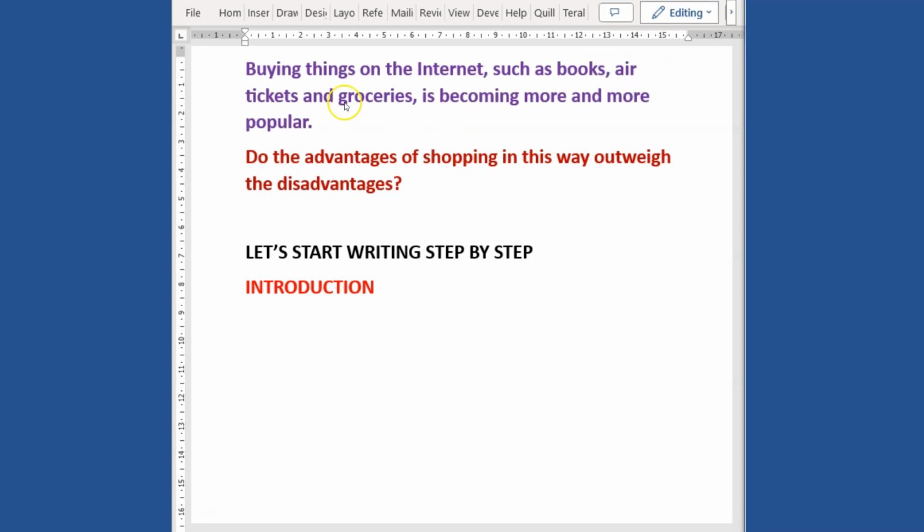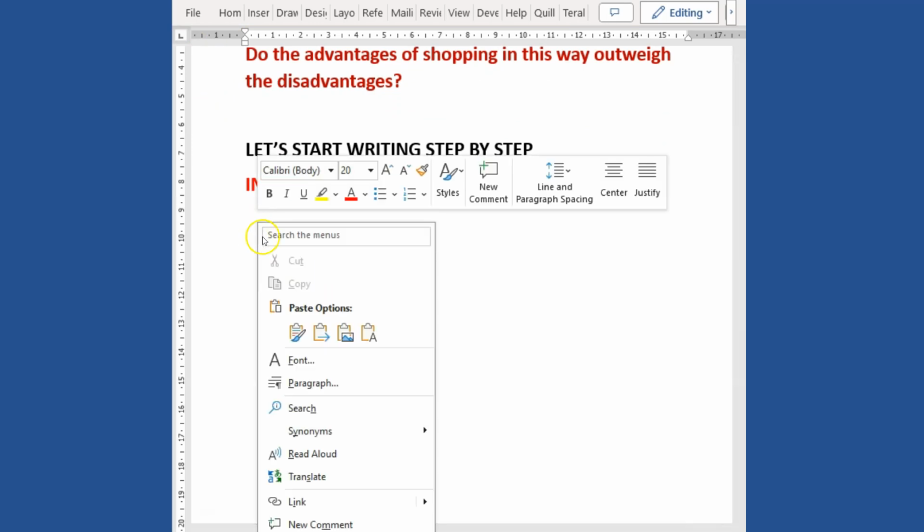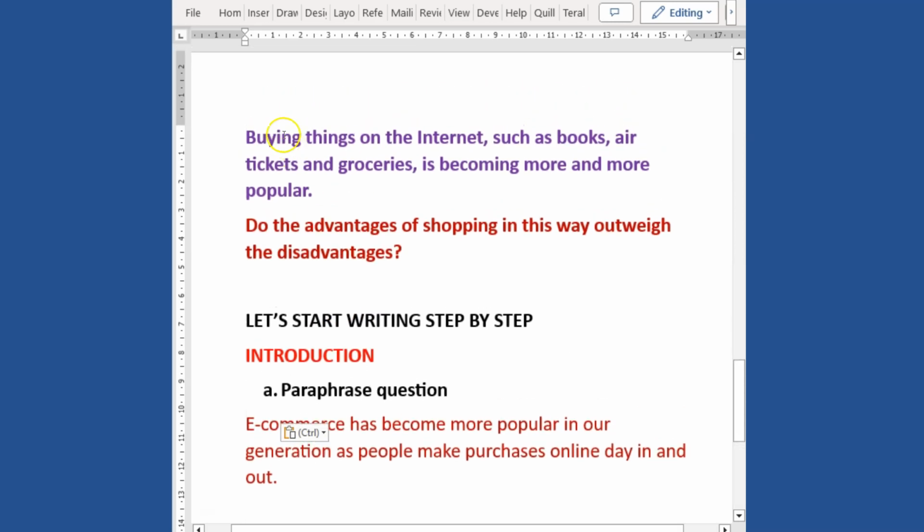If you look, the question states that buying things on the internet such as books, air tickets, and groceries is becoming more and more popular. Do the advantages of shopping this way outweigh the disadvantages? I'm going to just paraphrase the first part, which is the question itself. Let's look at the paraphrase question. The question states that buying things on the internet such as books, air tickets, and groceries is becoming more and more popular.